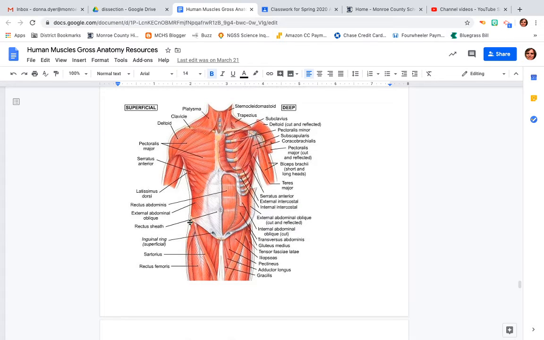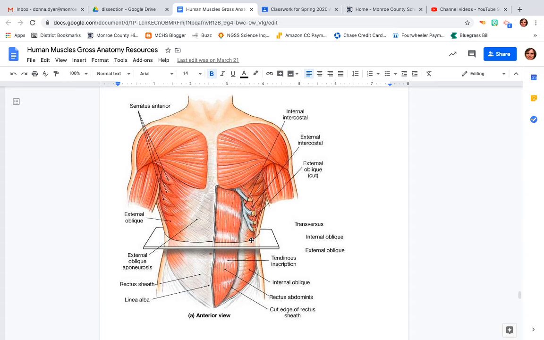There's that strip called the sartorius. We also have our adductor longus here. It's a little bit more medial. Our gracilis is lateral to that adductor longus. Then we have our iliopsoas here. Gluteus medius, you can see just a little bit. You can see it a lot better from the posterior view.